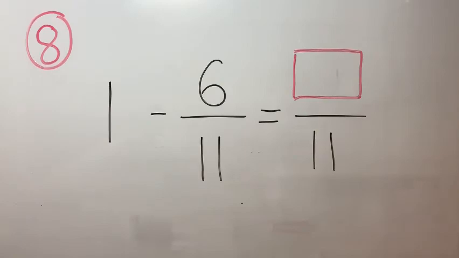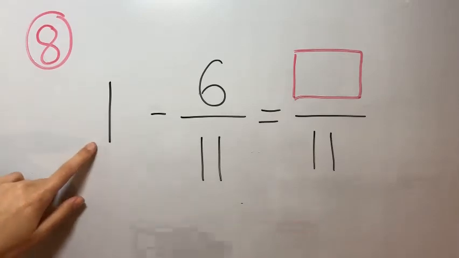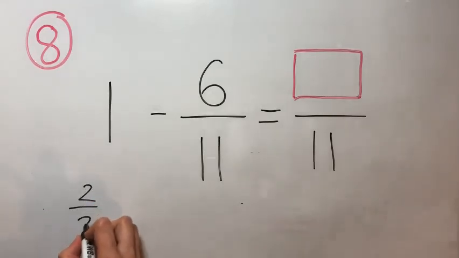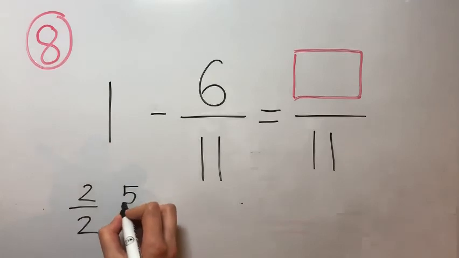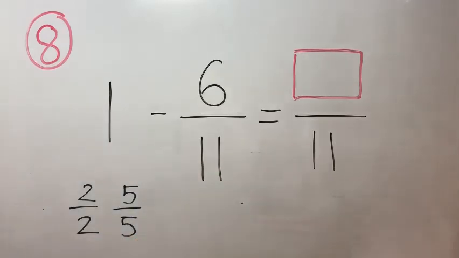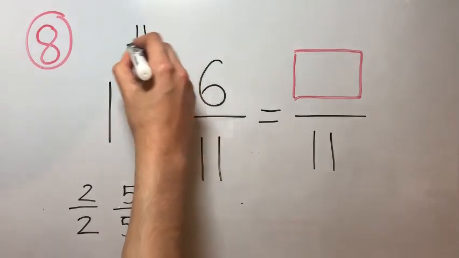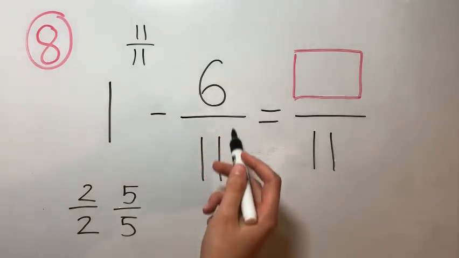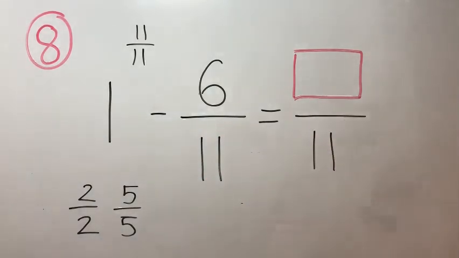Question 8. 1 minus 6/11 equals something over 11. We know that the number 1, written as a fraction, is the same number on the top and the same number on the bottom. So 1 can be written as 2/2, it can be written as 5/5. In this case, we're going to write it as 11/11. 11/11 minus 6/11 equals what over 11?